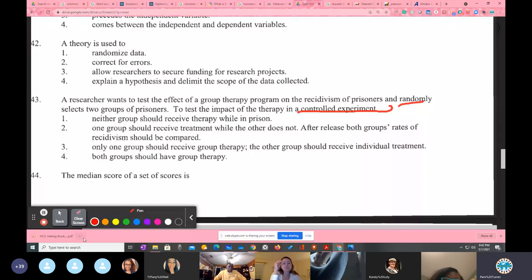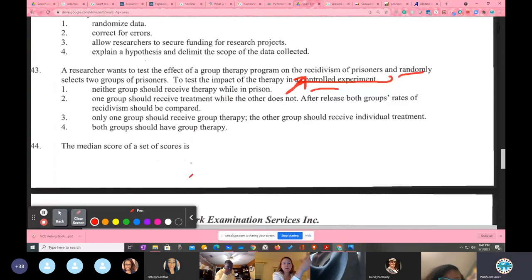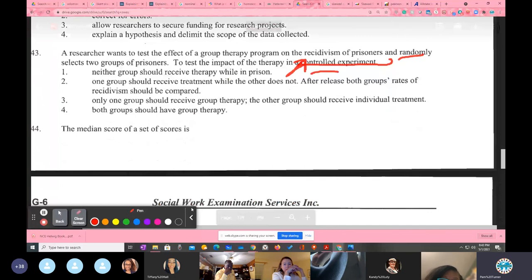Got it. One group receives treatment, right? Is that the control group or is that the experimental group? Who gets the treatment? The experimental group. Got it. My control group gets nothing. Are they getting a nocebo or placebo, right? That's how I know if my experiment worked, because I've got one group who gets nothing and one group who gets something.